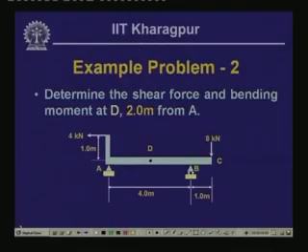Well, the second example which was set last time was to determine the shear force and bending moment at D, which is 2 meter from A. Now, this distance between A and B is 4 meter. Now, what you need to do is that at a distance of 2 meter, we will have to find out the values of shear force and bending moment.